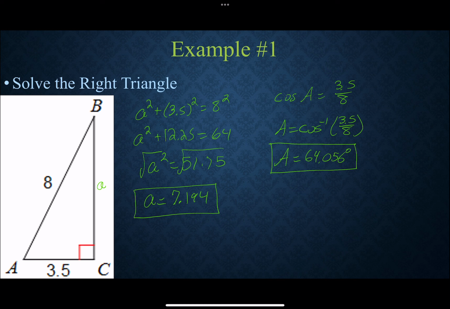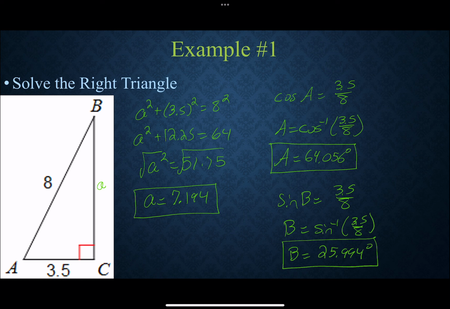So to get angle B using only 3.5 and 8, well, 3.5 is now opposite angle B. So I would say sine of B equals 3.5 over 8, where again the angle is going to be the sine inverse. So the same idea we just did for the cosine, just doing second sine to get your sine -1 there. We're going to get 25.994 degrees.